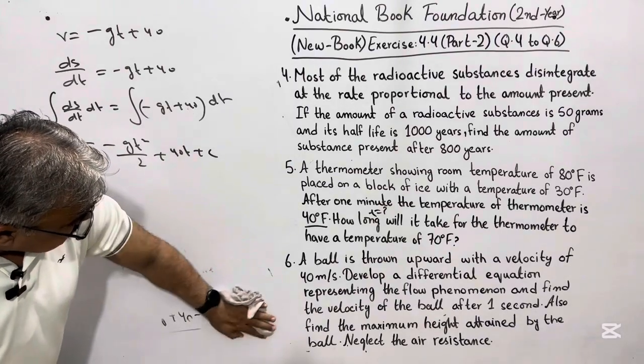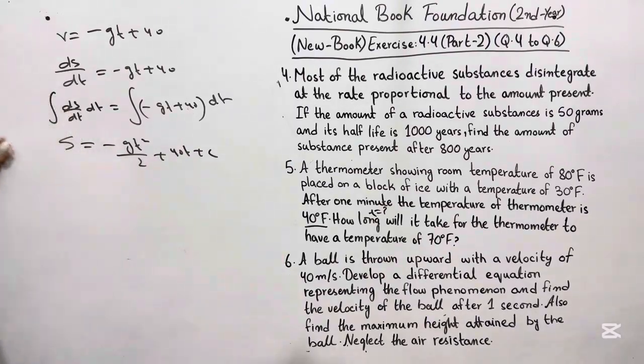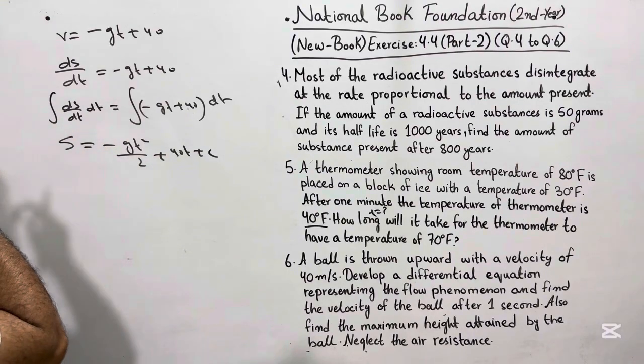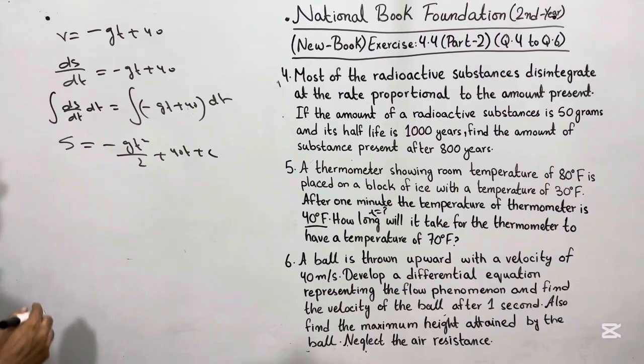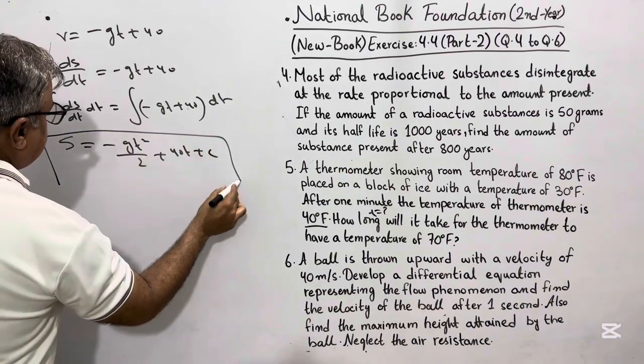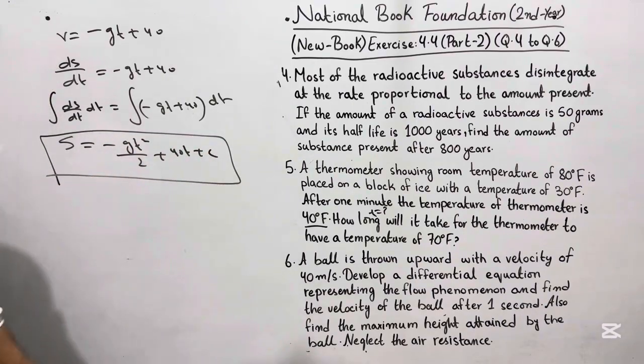It is our displacement, or you can say height. After 1 second, what would happen? S is equal to minus gt square over 2 plus 40t. Now we are asked for the maximum height.